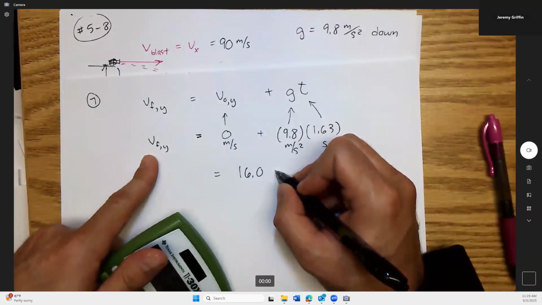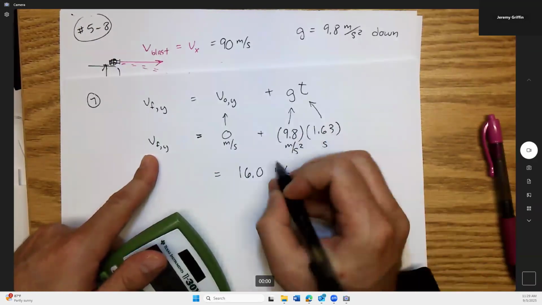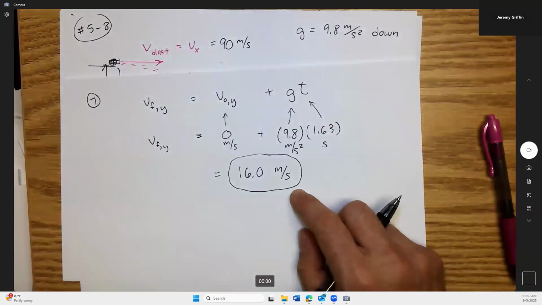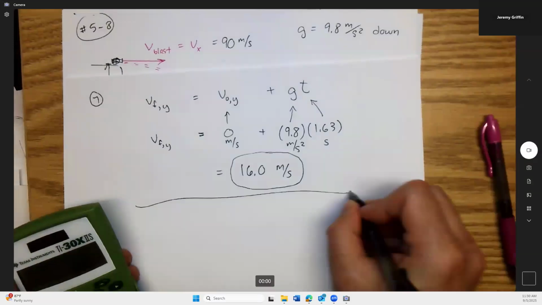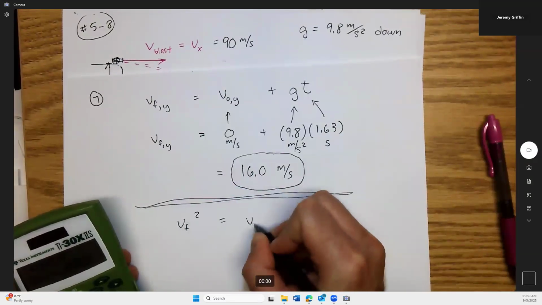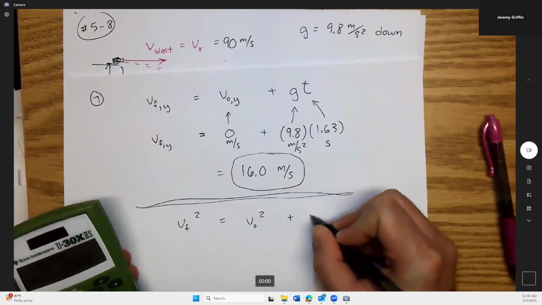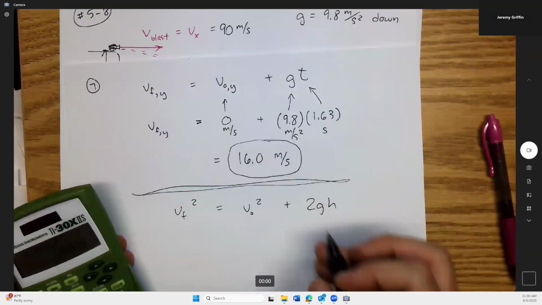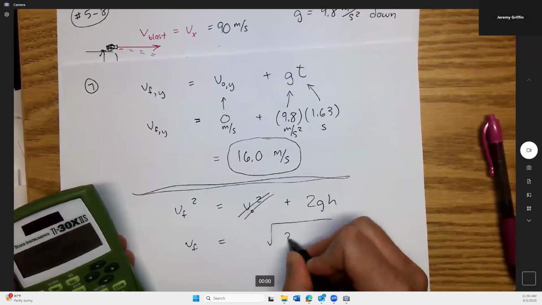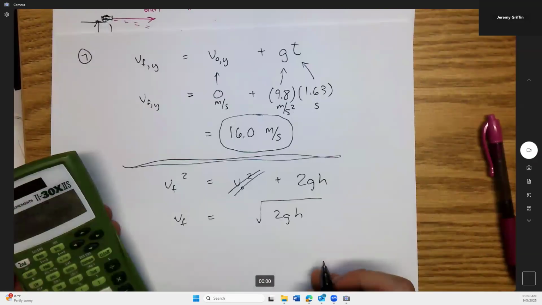How do you measure velocity? Meters per second. Actually, you guys have been pretty good at units so far this year. So yeah, units, right? Guys, real fast, I'll try it the other way. Could I say v final squared equals v initial squared plus 2gh? That goes to 0. v final is the square root of 2gh. This should tell me the same thing, shouldn't it?